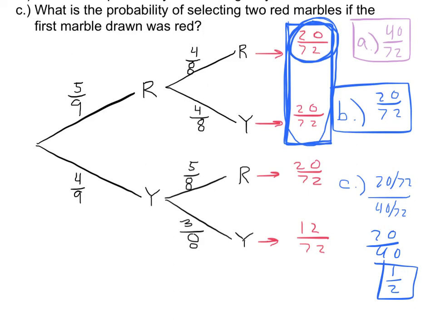Tree diagrams are fantastic in the cases where Venn diagrams don't work. It seems like problems for probability are either Venn diagram problems or tree diagram problems, and hopefully you guys will see through experience when to use those.